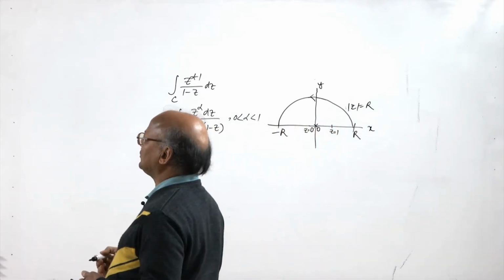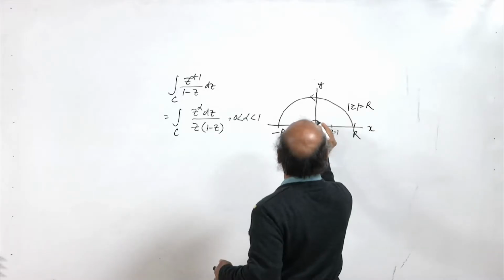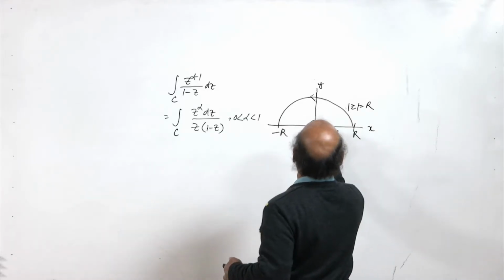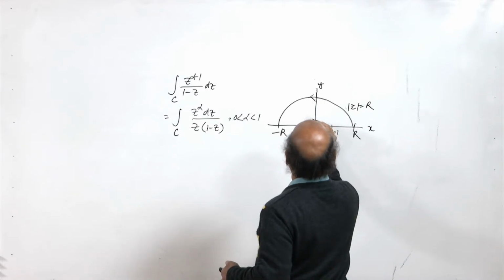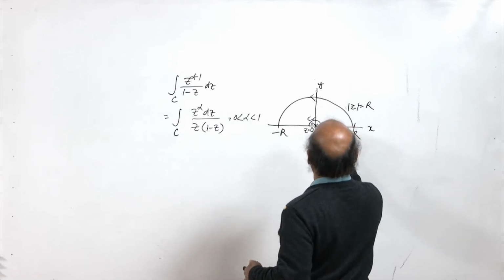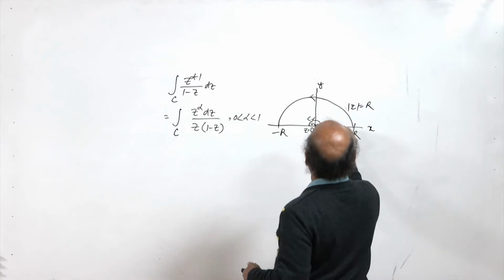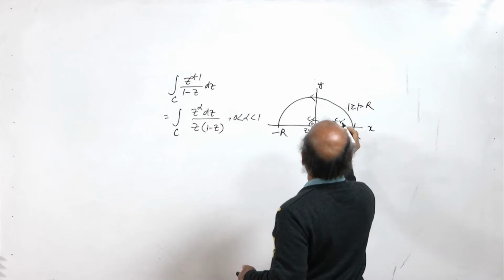We remove these two singularities by indentation, and what we do is we take semicircles of radius small r and small r dash. So, let us draw a small circle here of radius r. This is radius r, we call it semicircle CR, and here we take another semicircle with center at z equal to 1 of radius r dash, and we call it CR dash.